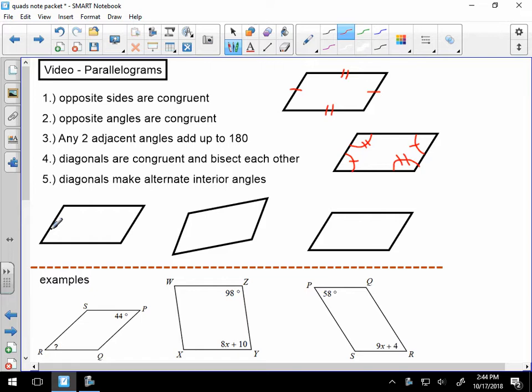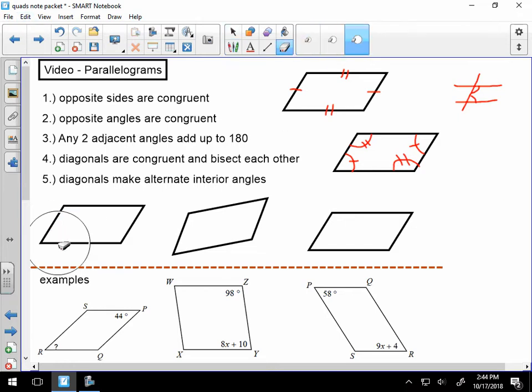Okay? So, if you see adjacent angles like this, I want you to see that it looks like co-interior angles. They add up to 180. And that isn't just on that left side or the right side. It also works here. Those add up to 180. And that's on all four sides.